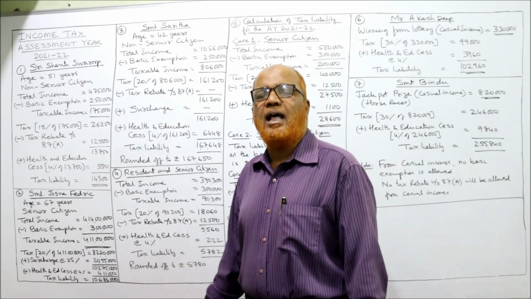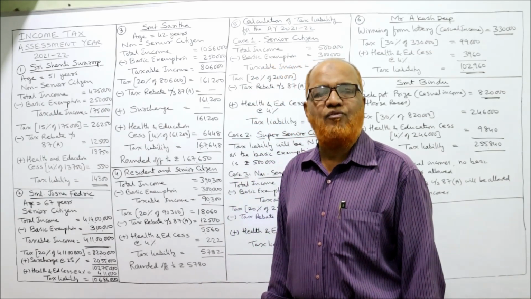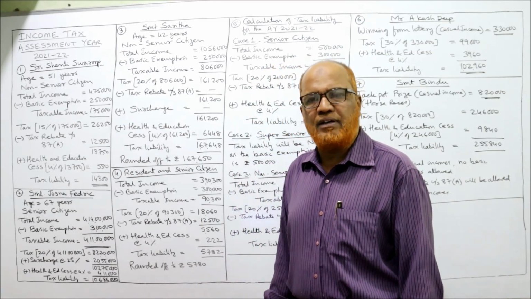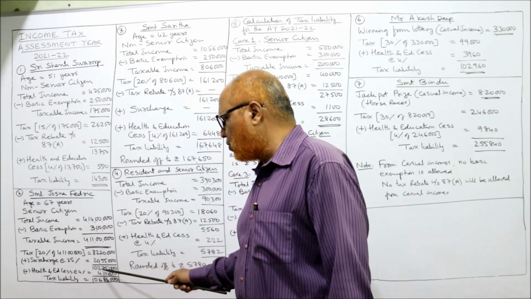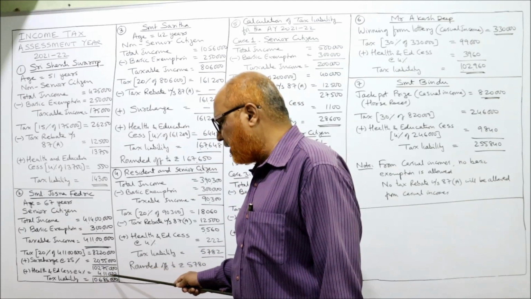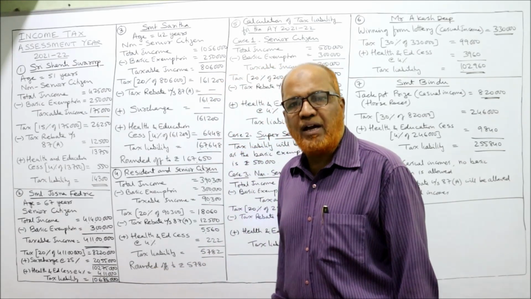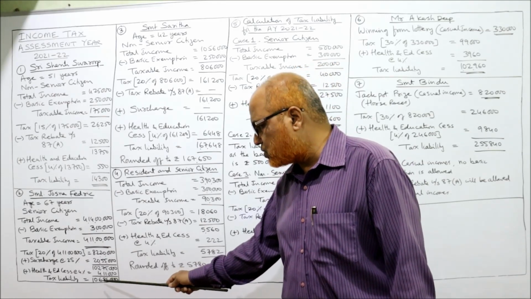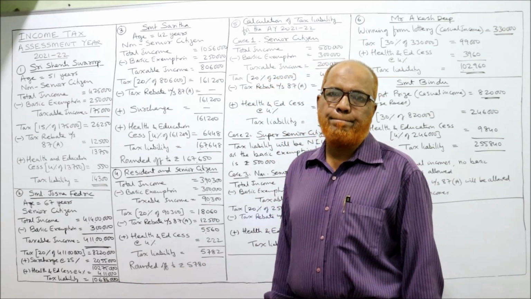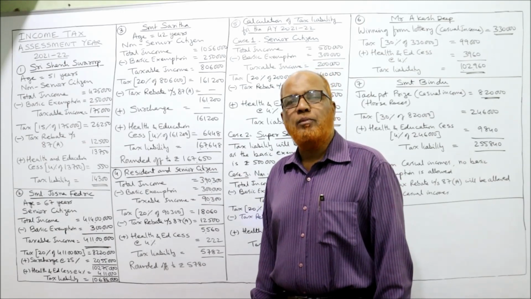To this we add health and education cess 4%. That is mandatory every time. So 4% of 1 crore 2 lakh 75,000 is 4 lakh 11,000. So ultimately, finally, the tax liability is 1 crore 6 lakh 86,000. That's it. So two problems we have done.